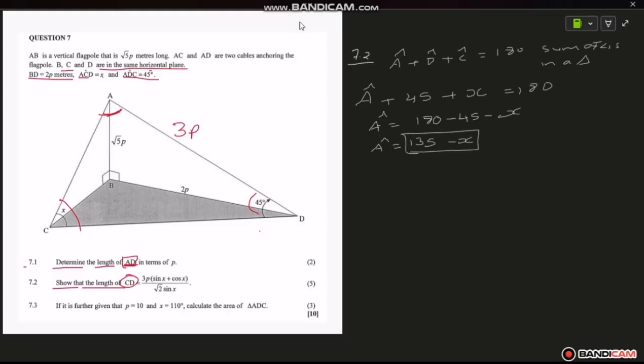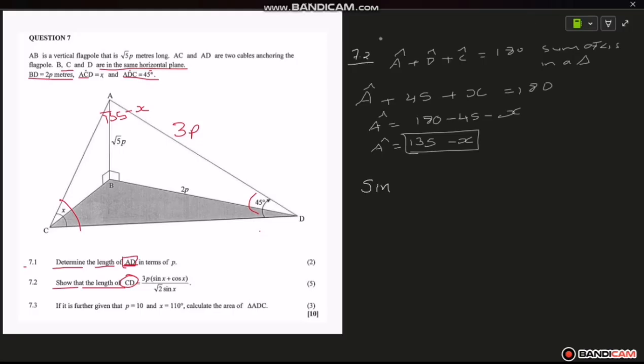So this is angle A. We do have angle A. Let me just write it right here. So it's 135 minus X. That's angle A. All right. Then how is it going to help us? Having A, how is that going to help us? Now, what we see is that in triangle ACD, we now have 45, we have X, and we have 135 minus X as the angles inside the triangle. So these are interior angles. I hope that makes sense.